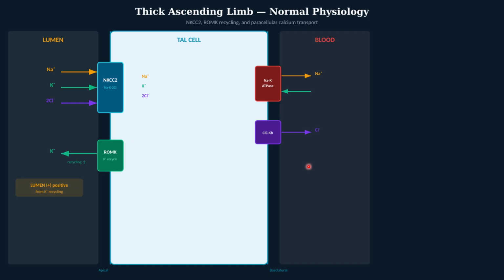Look at the apical membrane, the side facing the lumen. NKCC2 sits here bringing in sodium, potassium, and 2 chloride ions from the lumen into the cell. But here's the crucial step: that potassium doesn't stay in the cell, it recycles out into the lumen through the ROMK channel. And when that positively charged potassium ion goes back into the lumen, it creates a lumen-positive voltage. That positive voltage is the driving force for paracellular calcium reabsorption.